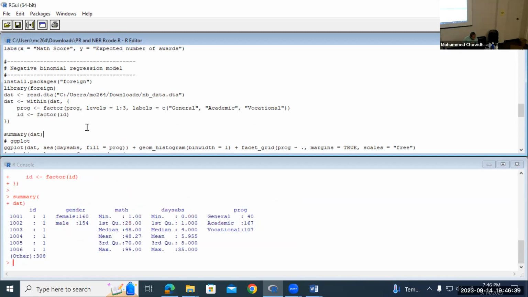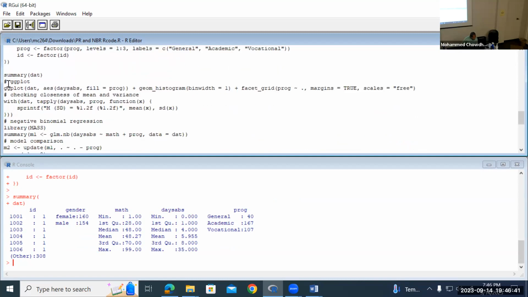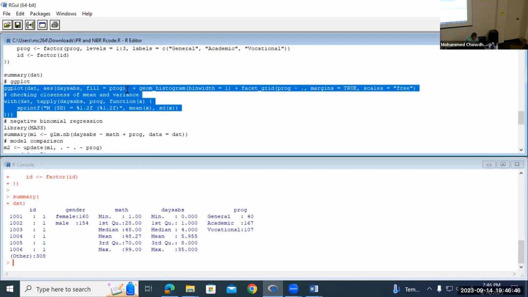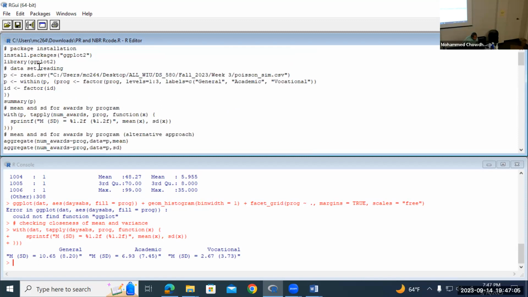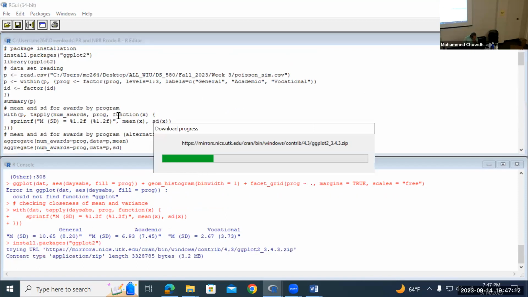So that is the summary statistics we got. And then we are creating the ggplot. ggplot is not found, could not find ggplot in there. So I need to run the package as well. So go back to here, ggplot.